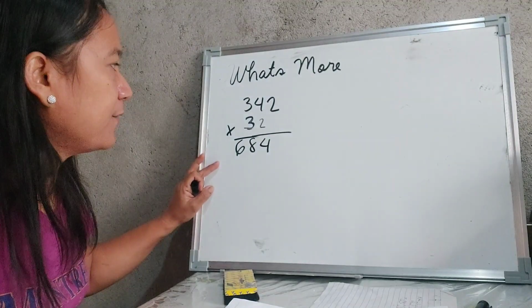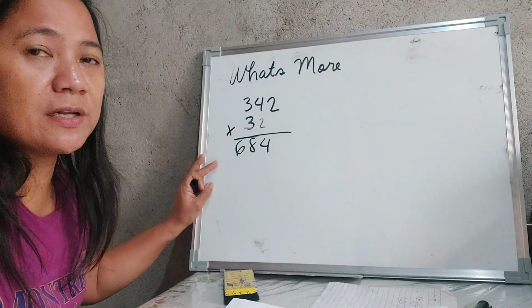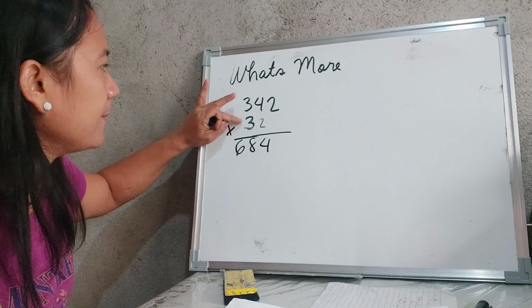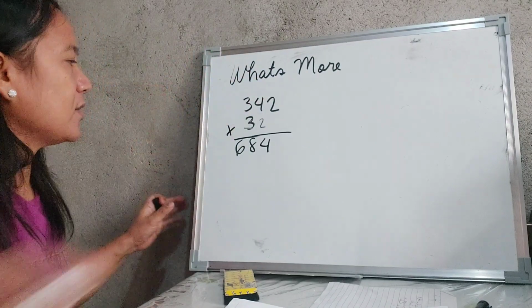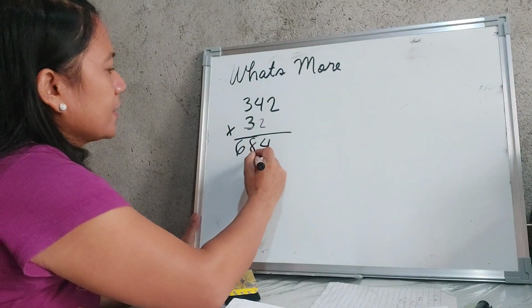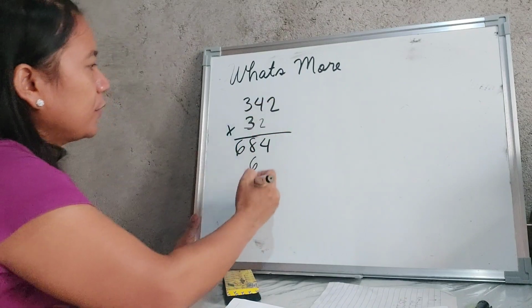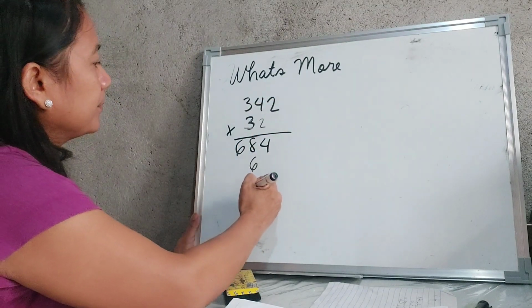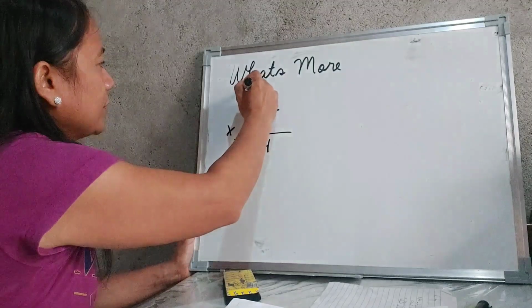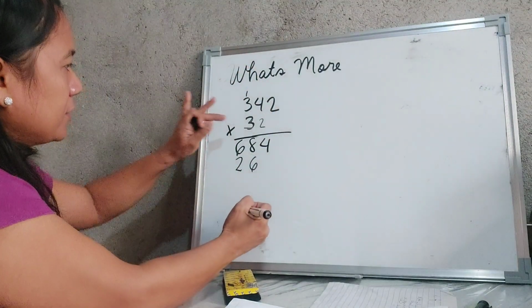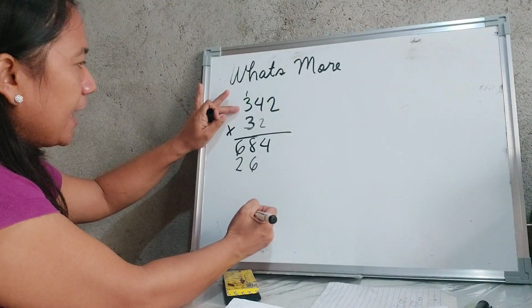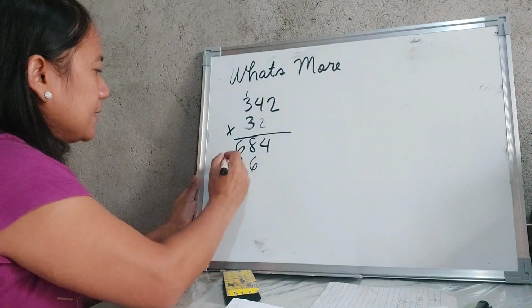After that, let us find out the second partial product. So we will multiply 3 times 2 is equal to 6, and 3 times 4 is equal to 12. So we will have a carry over. So 3 times 3 is 9, plus 1 is 10.